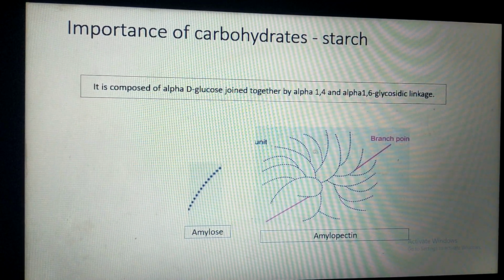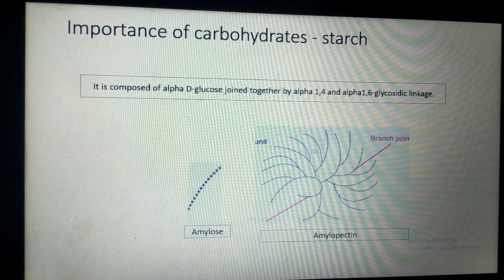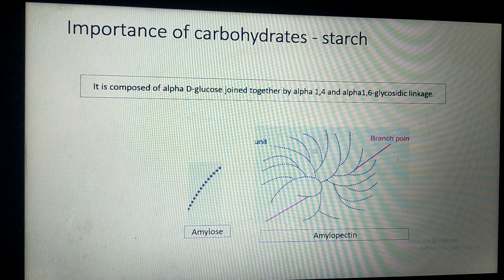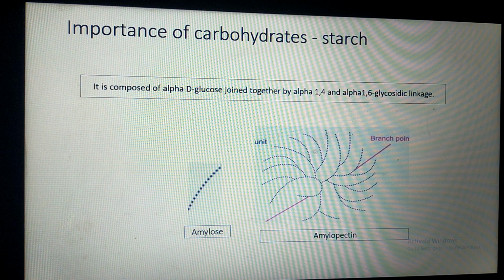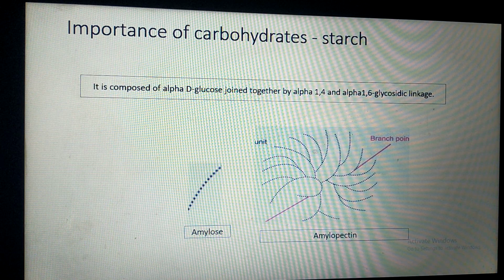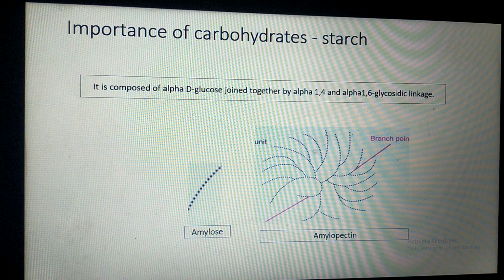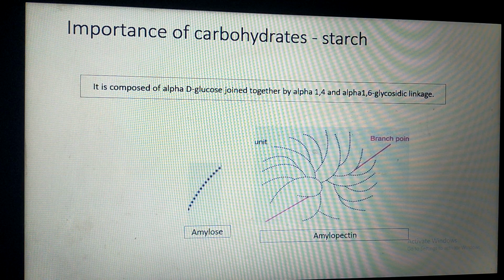Starch molecule is made up of glucose. The arrangement of glucose is in two different ways. In the inner part of the starch molecule, glucose is arranged in a straight chain manner. That part is called amylose. And in the outer part, the glucose is arranged in a branched structure in the starch molecule. So that part of starch is called amylopectin.